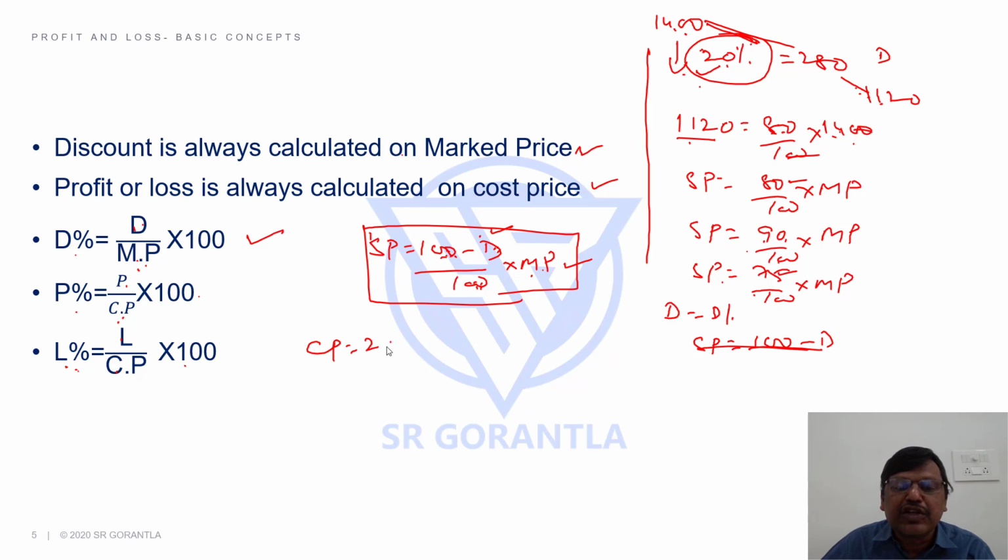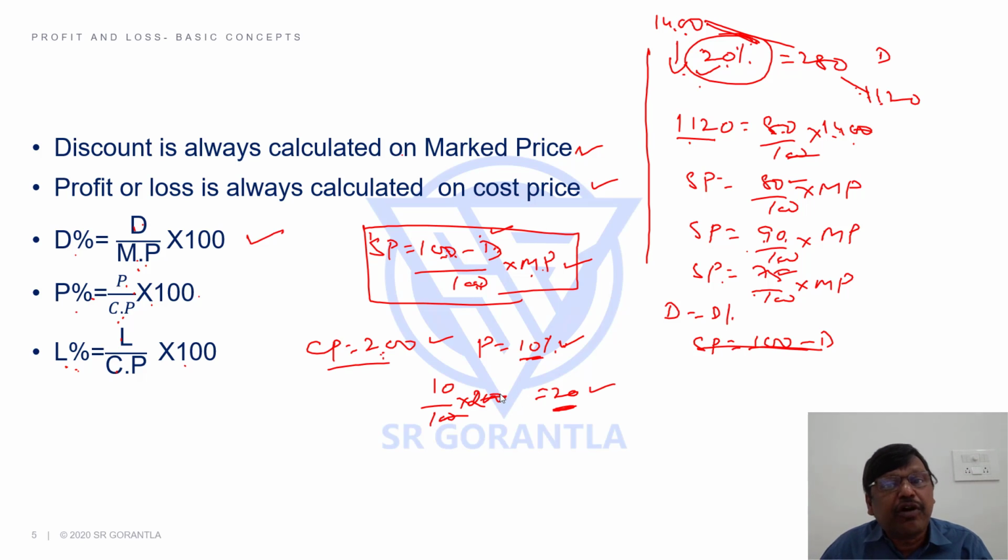Suppose I have a cost price of 200 rupees, cost price of an article is 200. I am making 10% profit. If I say, my profit is always on what? On cost price. Profit is always on cost price. When I say there is a 10% profit, 10% on 200. How much is it? 20.